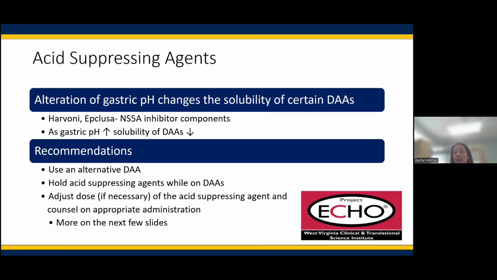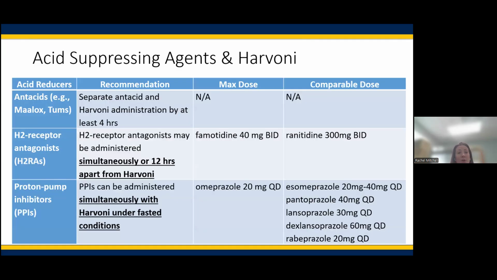You could use something like Mavyret or Zepatier that is an alternate DAA where I don't expect these interactions with acid suppressing agents. If the patient is willing, they can also hold that agent and not take it for that 8 to 12 weeks. The other option, which is on the subsequent slides that I'm going to go over next, is adjusting the dose and the administration of the acid suppressing agent with the Harvoni and Epclusa. So I've got this broken down into two different slides. The first one is focused on Harvoni.